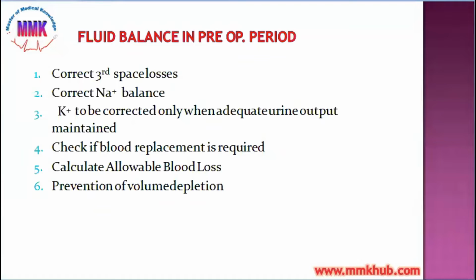Then we have to correct the sodium balance, as we know that sodium is the major extracellular cation and responsible for the osmolarity of the extracellular compartment. And third is the potassium. Whenever we have to correct the potassium with supplements, adequate urine output should be maintained, because if excess potassium is not excreted by the kidneys, it will lead to hyperkalemia and it can lead to arrhythmias.